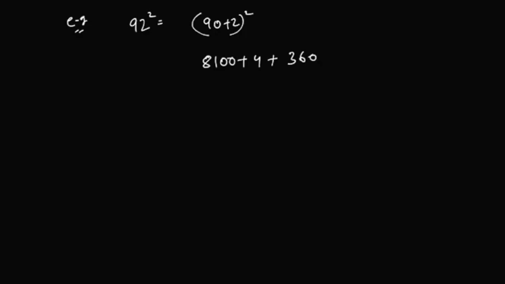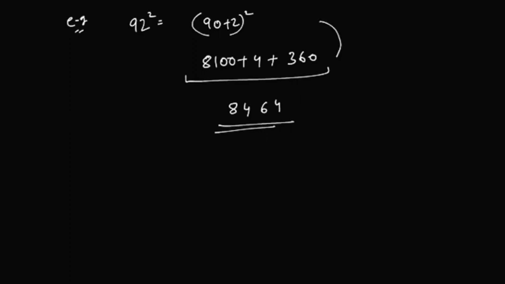Now we have to add this to get our final result. See, every number's unit digit: we will get 4. Now 6 plus 0 is 6. 3 plus 1 is 4, and 8 is left. So 8464 is our final result. So 92 square is 8464.